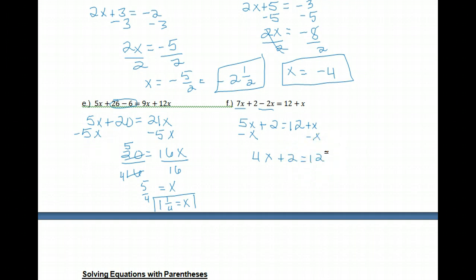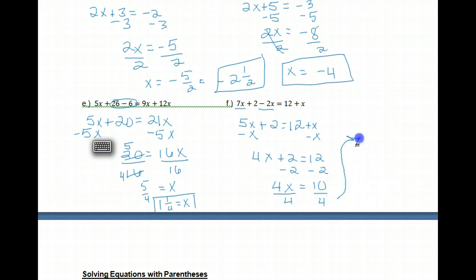We now have a two-step equation, so we're just going to go ahead and follow those rules that we learned earlier and undo the addition first. We undo addition with subtraction, so we're going to subtract 2 from both sides. 4x equals 10. Divide both sides by 4.